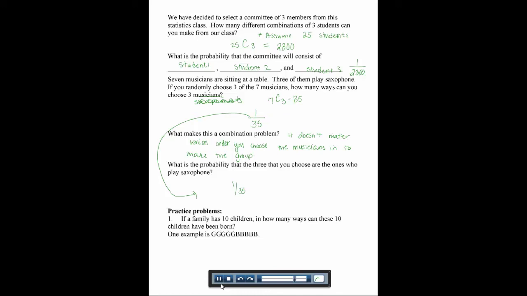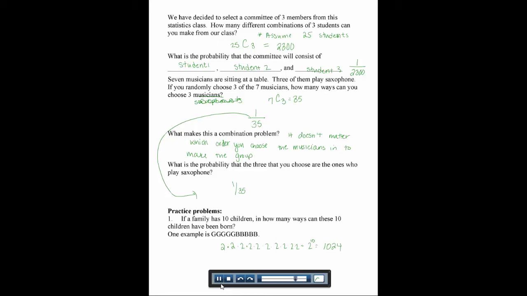Okay, so now we're going to do a bunch of problems kind of as practice. So the first one says, if a family has 10 children, how many ways can these 10 children just be born? So just girls or boys. You don't know how many girls or boys you have. So the first one could be either girl or boy. So there's 2 possibilities. The second one, there's 2 possibilities. Third, 2. So for each kid, we'd have 2 possibilities. So 2 times 2 times 2 times 2 times 2, 10 times. So this is the same as 2 to the 10th, or 1,024.